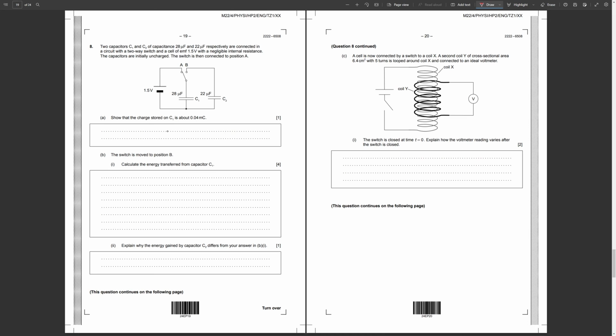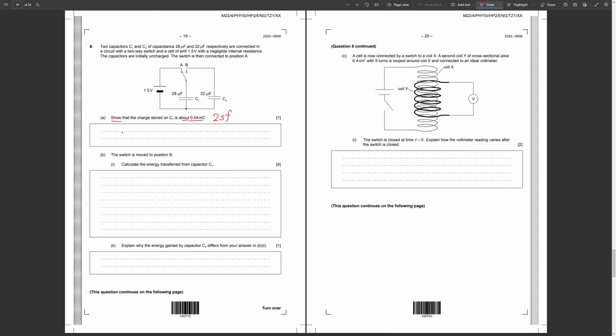Question 8. There are two capacitors, C1 and C2, connected in parallel with your power supply. We are going to show the charge stored on C1 is about 0.04 millicoulomb. And because it is a show that question, make sure your answer is at least 2 sig fig.